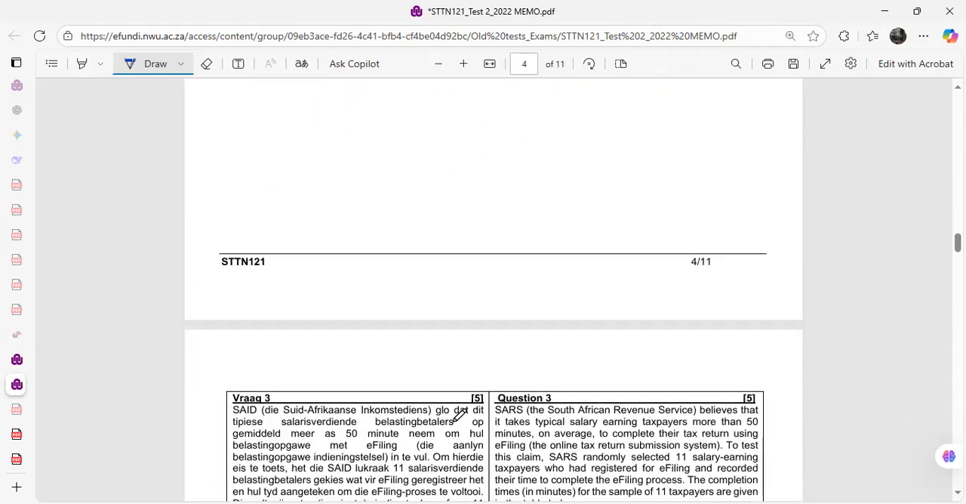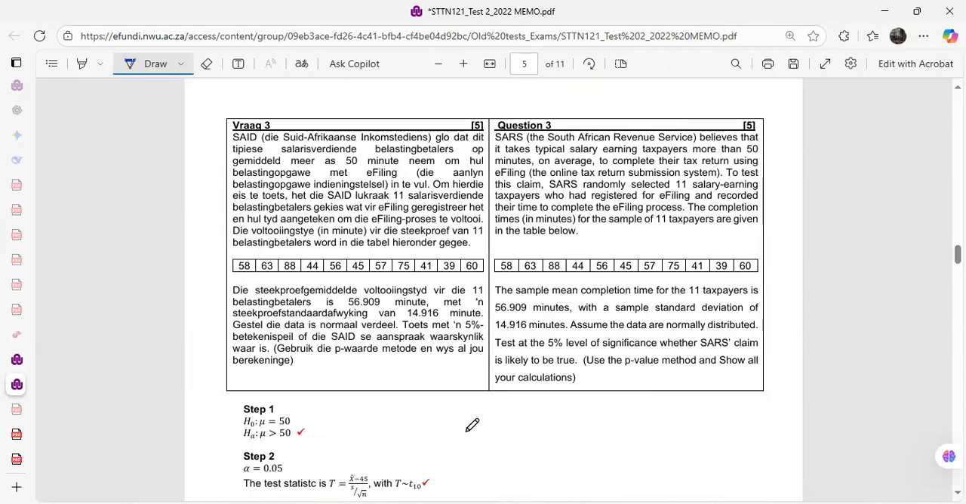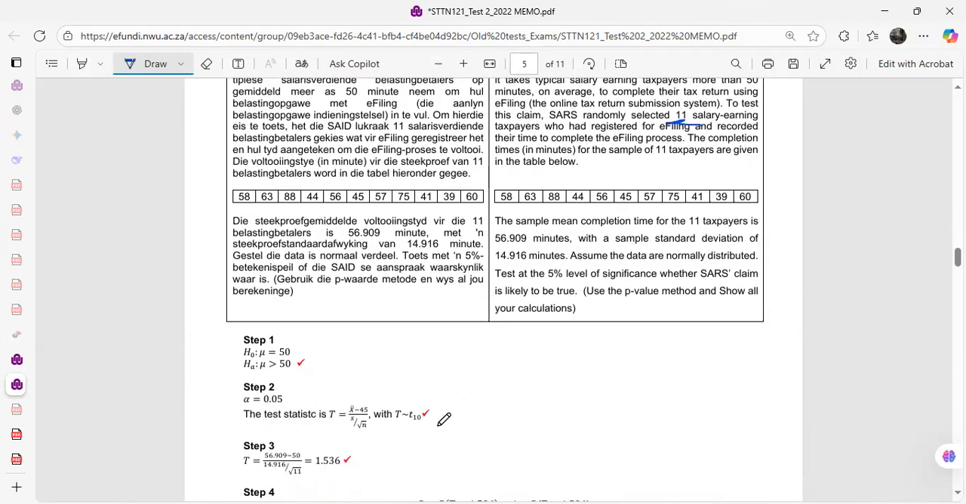Then what's the other one? Okay, this one. Check if n is greater or equal to 30. Here n is less than 30, and I'm given a data set. So you're dealing with the sample mean and the sample standard deviation. Therefore, you introduce t.